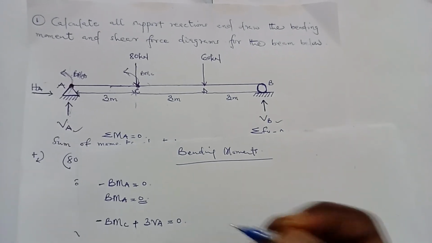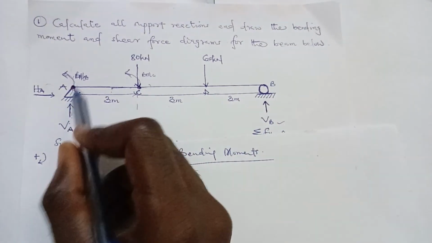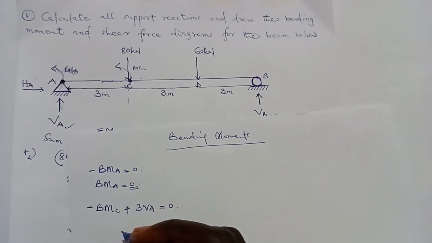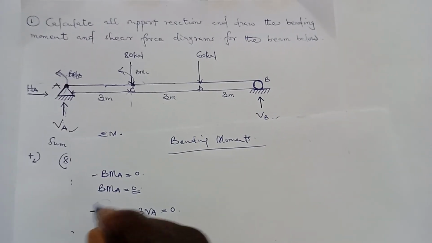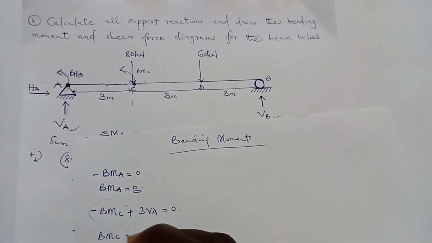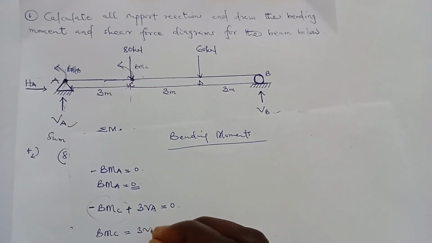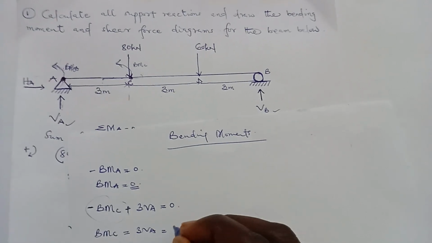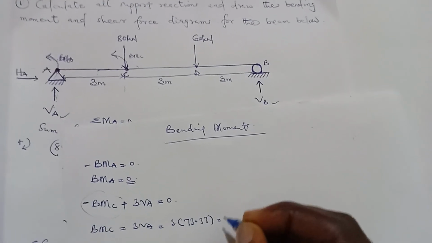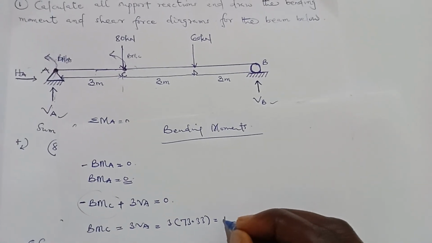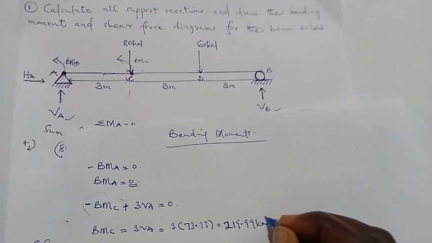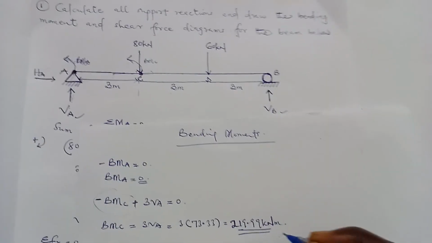Everything is equal to 0. Because this is the only force that will cause a moment. The horizontal force will not cause a moment. I already know the value of VA. So let's move BMC to this side. So BMC will end up becoming positive. It will be equal to 3VA. But I know VA to be 73.33. So this will give me 219.99 kilonewton meter because it's a moment.